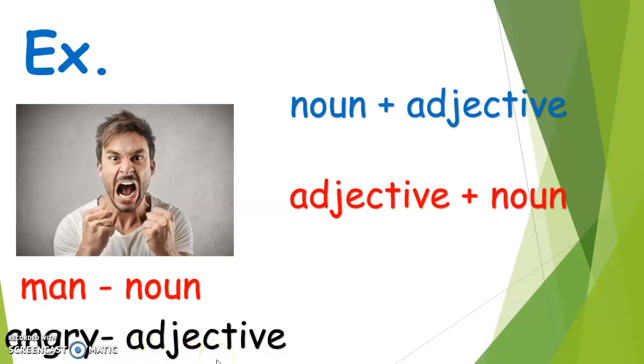So, as I have discussed to you a while ago, we can describe or we can make a sentence two ways. The first, we have noun first and then adjective. Or we can use adjective first and then noun. How are we gonna do it? Okay, next.